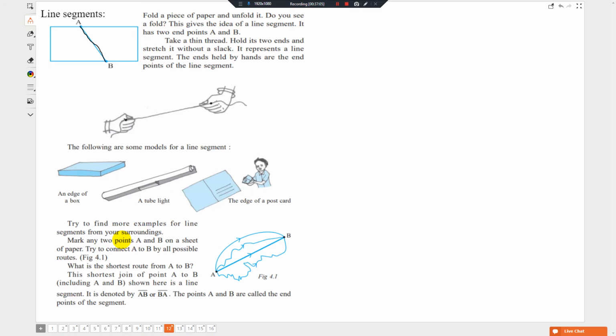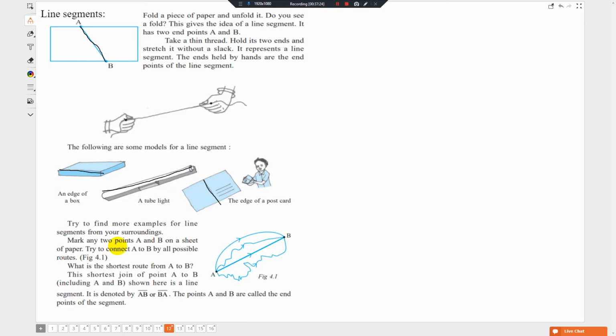The following are some models of a line segment. See, the edge of the box, the tube light is a line segment. The edge of the postcard. Try to find more examples for line segments from your surroundings.